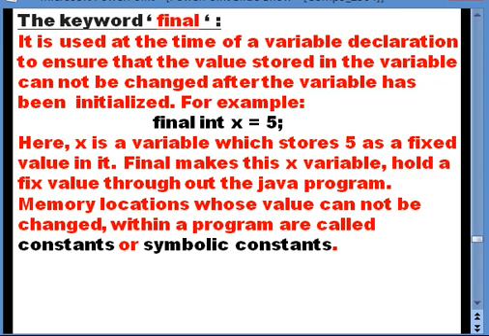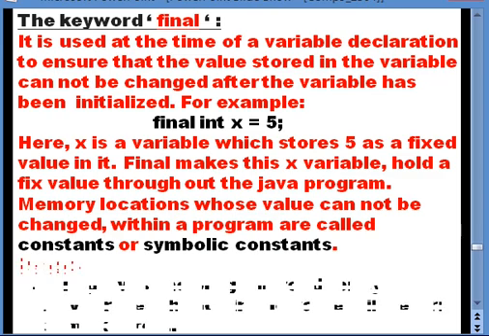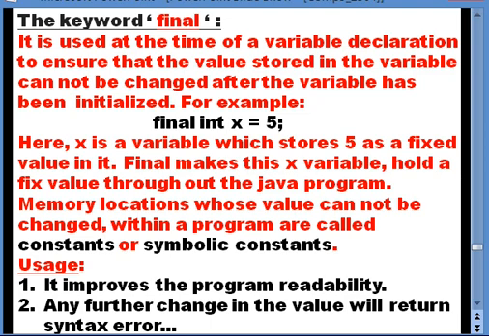it is all because of the final keyword. These memory locations, instead of being called a variable, will be called constants or symbolic constants. So if the memory location has a value which keeps on changing, then it will be called a variable, and if the memory location has a value which remains fixed, it will be called a constant or symbolic constant. The usage of this final keyword is that it improves the program readability.